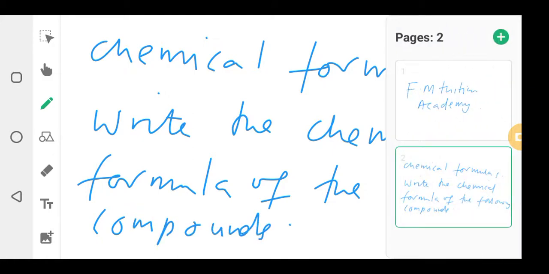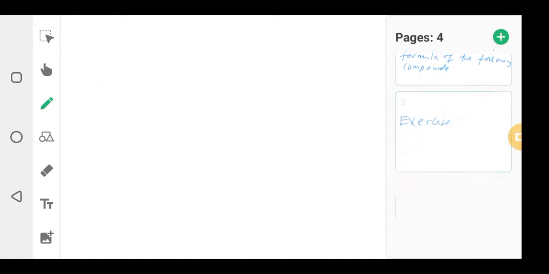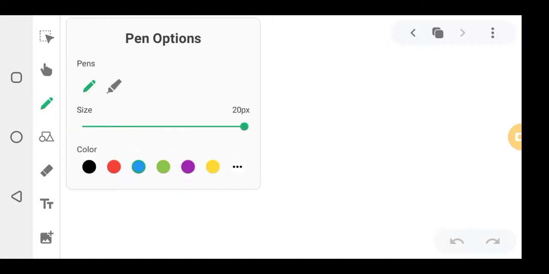Okay, so I'll write the answers of the exercise I gave. There was an exercise that I gave. Now I'm giving you the answers and how to do it. So you need to have a periodic table. The first part is calcium. We're writing the chemical formula for calcium.